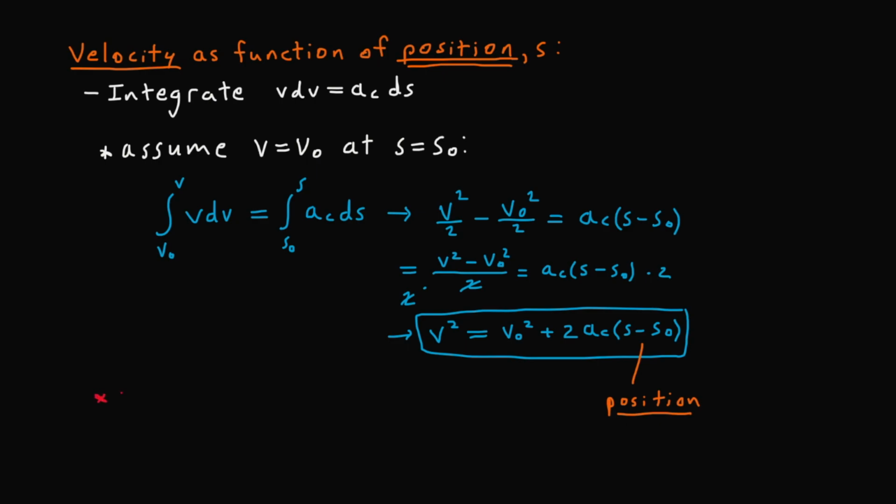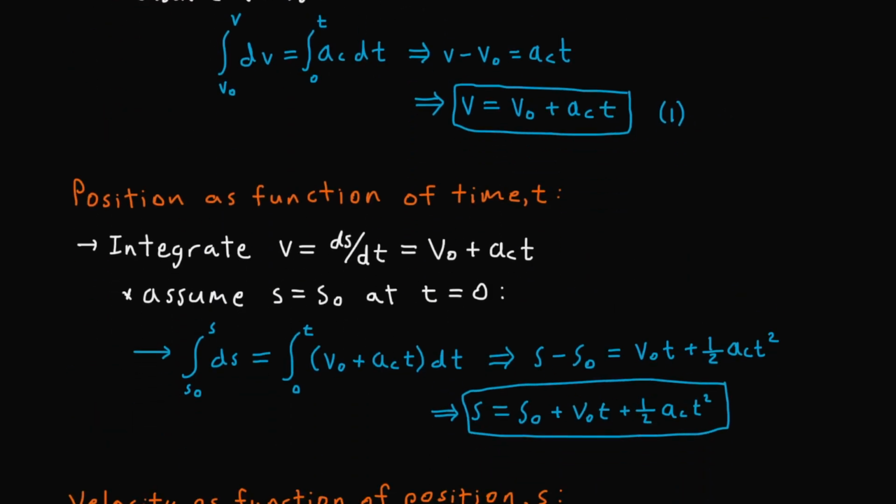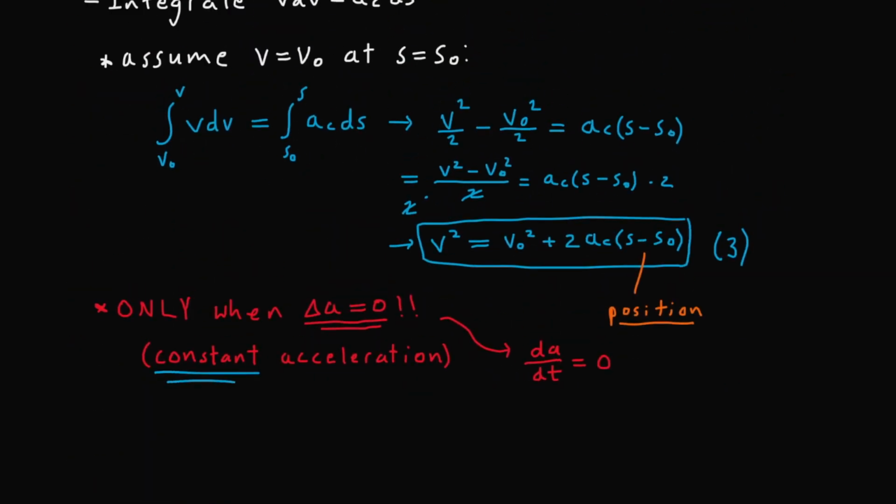And now one last important thing to remember is that these expressions are only true if and only if acceleration is constant, meaning that change in acceleration is 0, which of course means that the derivative of acceleration with respect to time is 0. So in summary, we have 3 different expressions at constant acceleration. And later on, you will soon see how these will be very useful for solving problems through examples dealing with acceleration, velocity, and position. And so that'll be all for the introduction to dynamics.